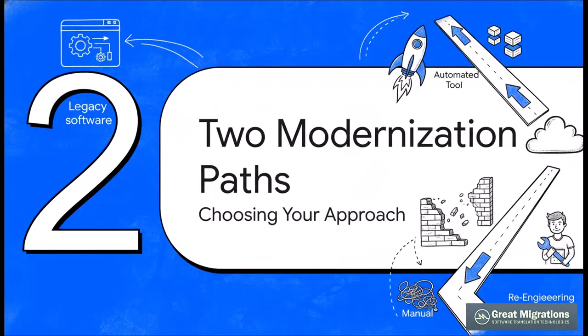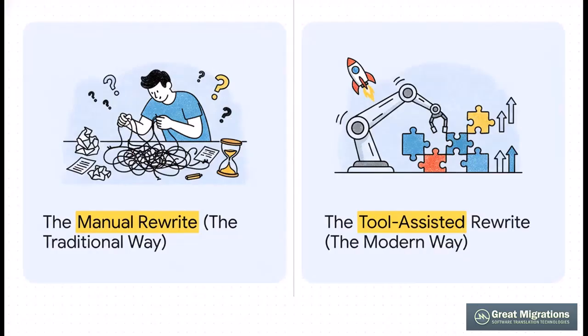So faced with those two goals, teams usually find themselves standing at a crossroads, and there are really only two fundamentally different paths you can take to get where you need to go. On one side, you have the path we've all heard of, the traditional, complete manual rewrite from scratch. And on the other side, you've got a much more modern method, the tool-assisted rewrite. We're going to break down both of them, and we'll start with the one you're probably most familiar with.